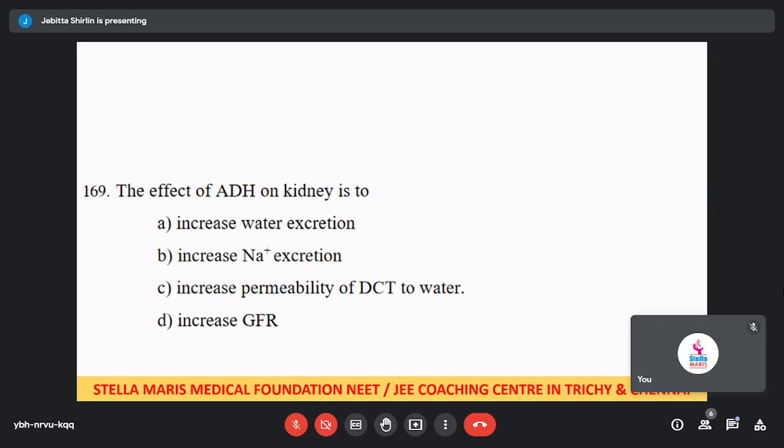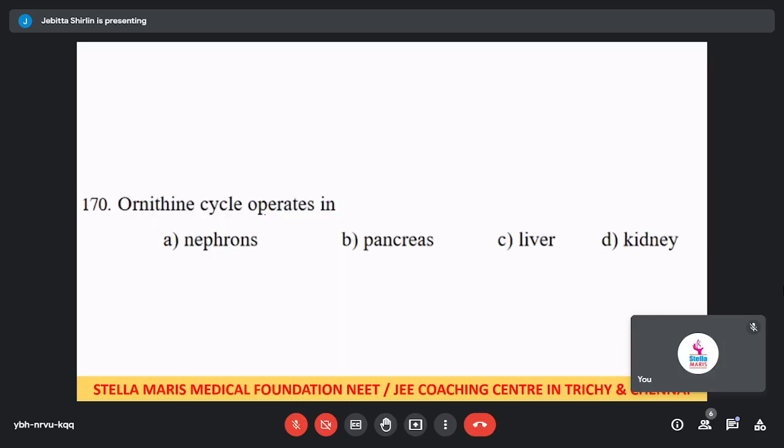So a high level of ADH causes the body to produce less urine, as well as when the level of it goes down, there will be excessive urination. This is mainly due to the retention of ions, especially the sodium ions. So increased sodium plus excretion is the effect of ADH on the kidneys.